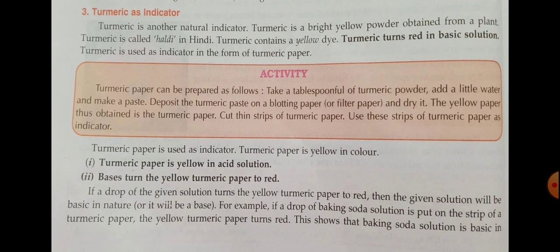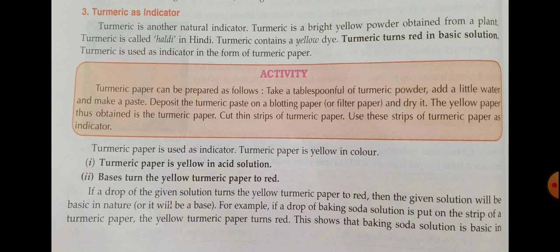Next one is turmeric as indicator. Turmeric is another natural indicator. Turmeric is a bright yellow powder obtained from a plant, and you use this turmeric powder at your home in the kitchen for cooking. Turmeric is called haldi in Hindi. Turmeric contains a yellow dye.